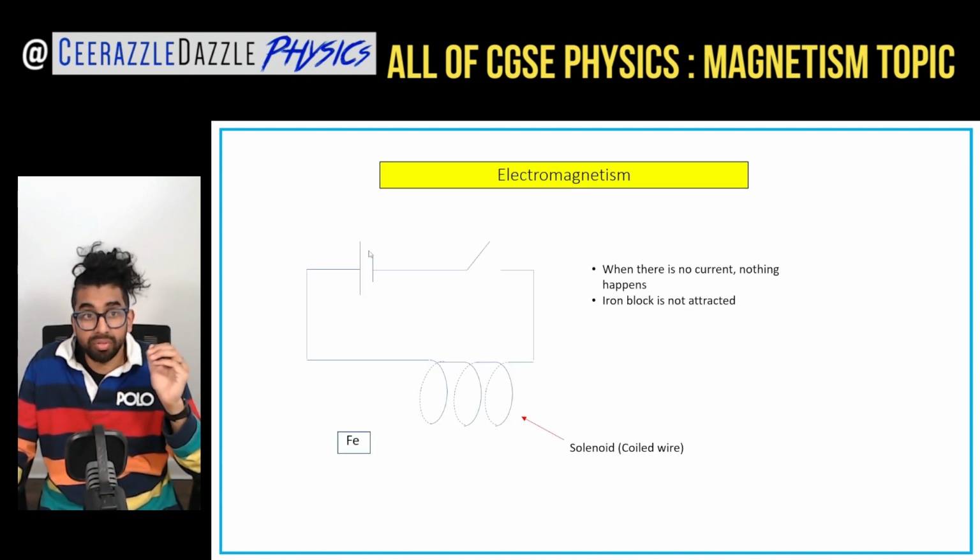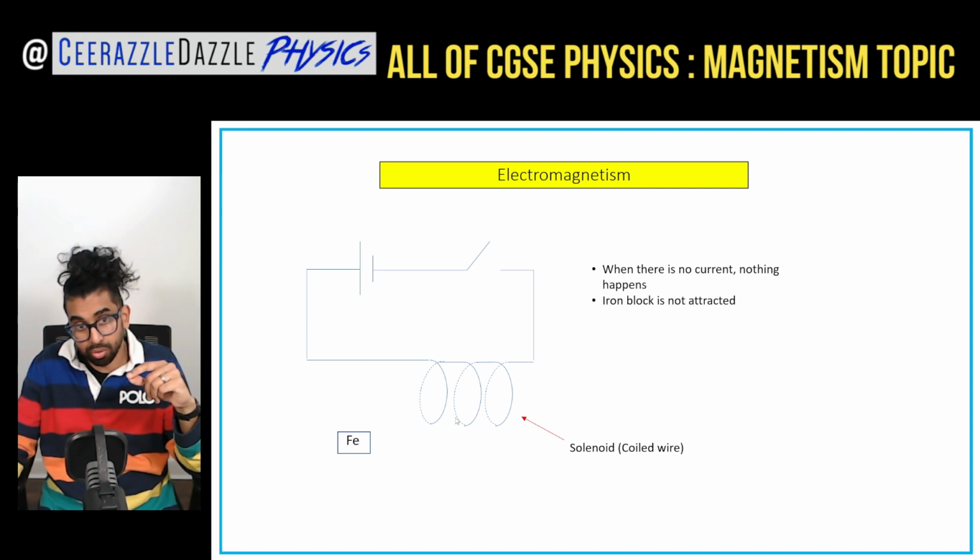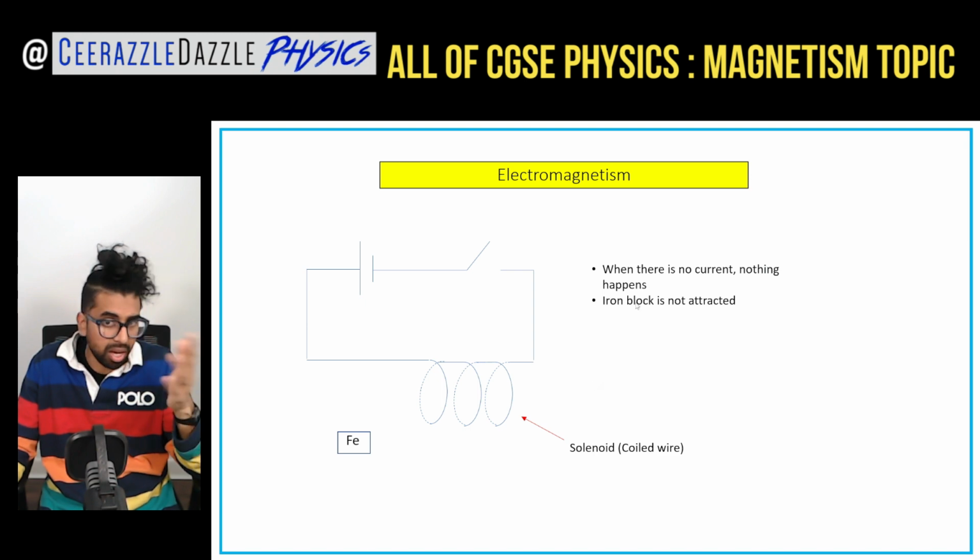Electromagnetism. So over here we have a circuit and we have a switch, and look, we have a wire going round, and look, it coils round over here. So the wire coils round, going up around the back, down around the front, coiling round over here. This is called a solenoid, a coiled wire. So we have a piece of iron next to it. Right now nothing's happening, the iron block is not attracted. But what happens when we press the switch?